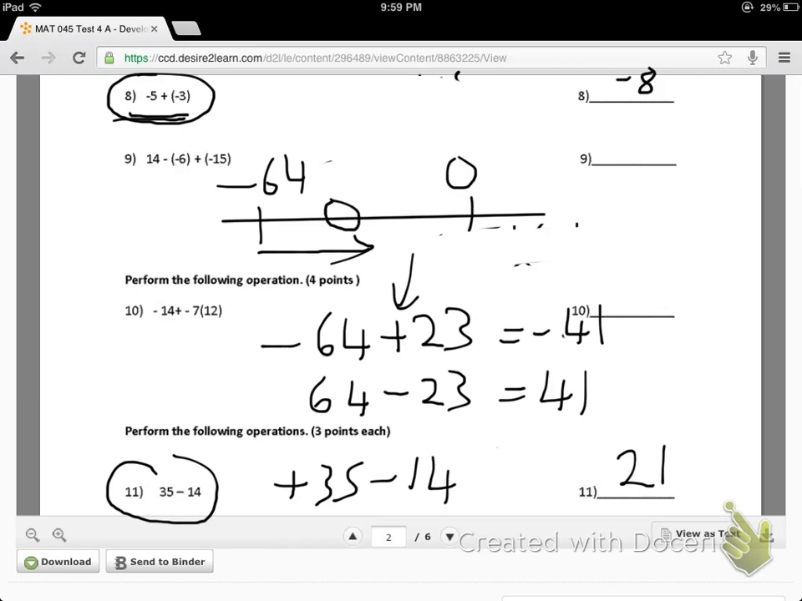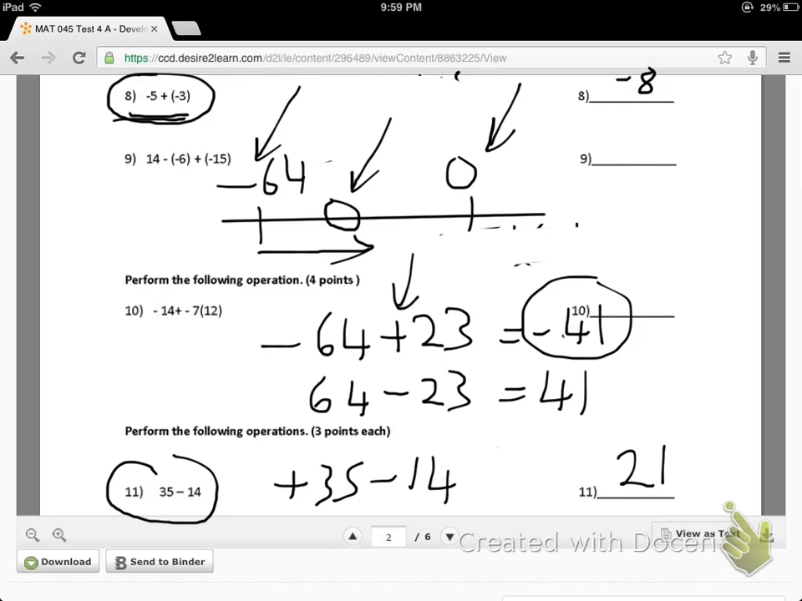If I start at negative 64 and add 64, remember that additive inverse question, I'll get as far as 0. But I'm only adding 23, so I'm going to get somewhere about here. Think to yourself, logically, when you look at your answer, is it somewhere around here? Well, I know mine is.